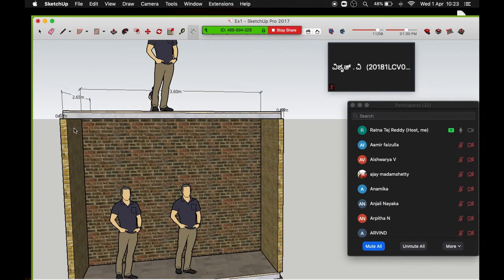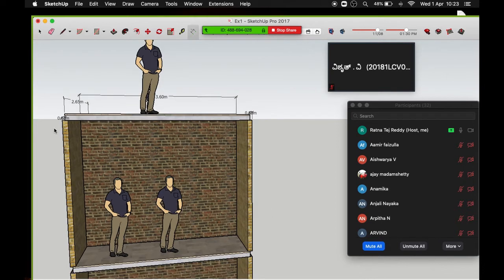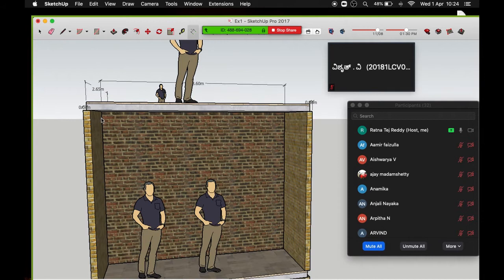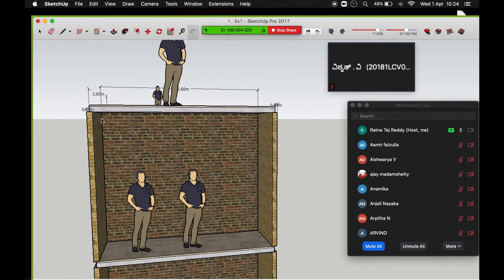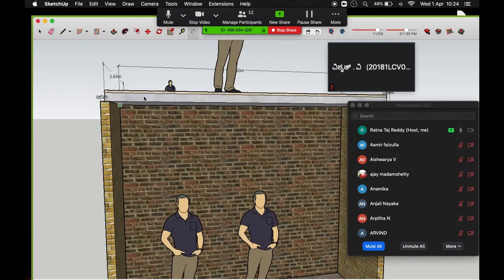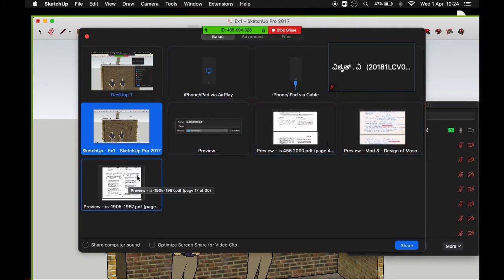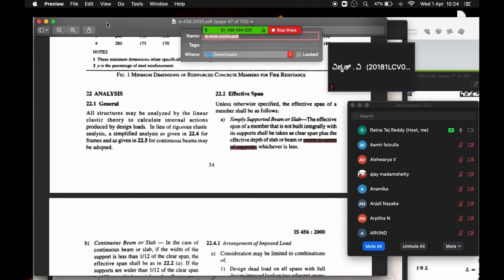Don't confuse table 5's effective length with IS 456 effective length. We need the center to center distance, and that is the distance we have to consider for calculating the effective length from table 5 of IS 1905. That is this one.